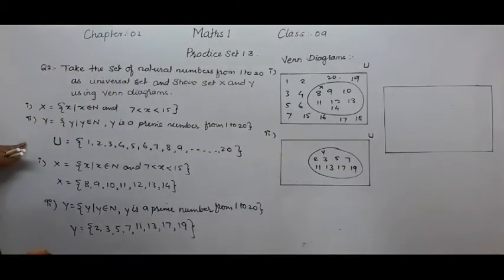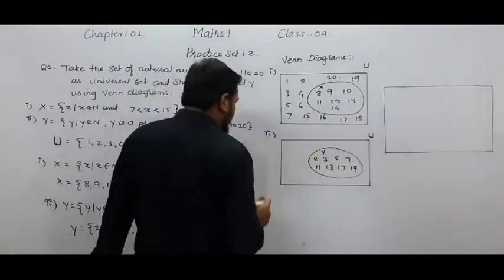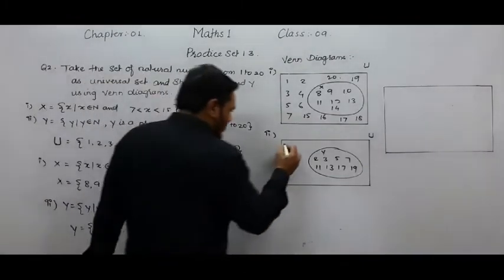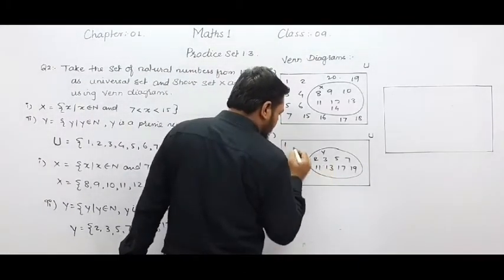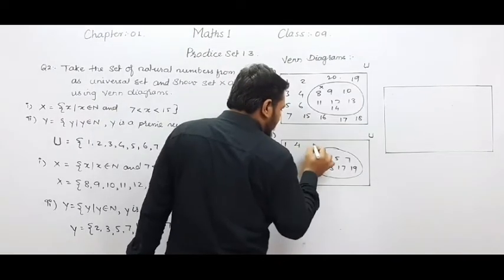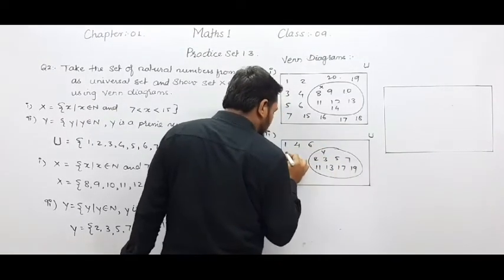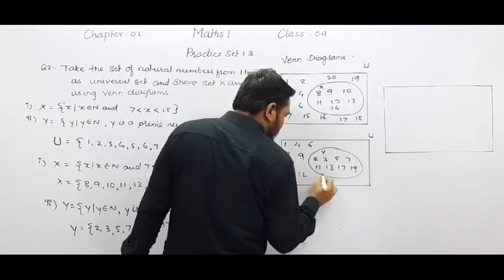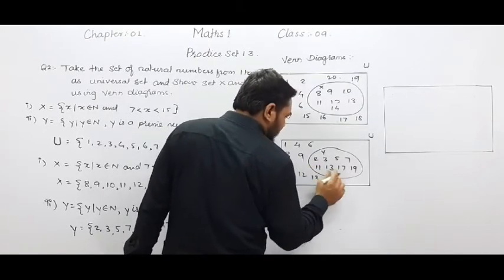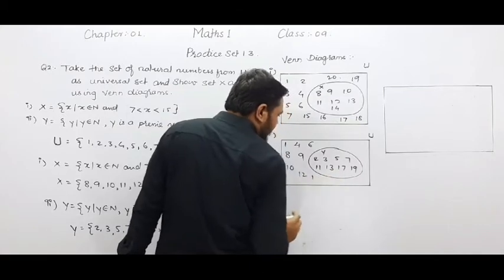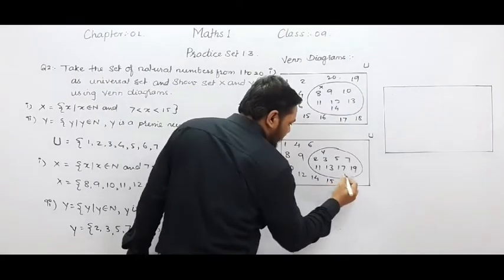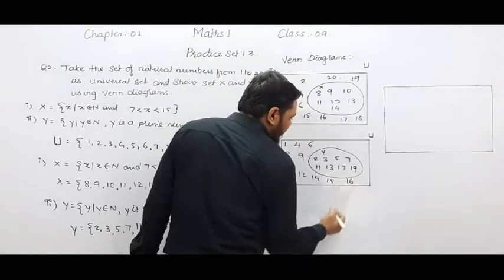Now the remaining elements from the universal set, which are outside of Y, we have to write. They are 1, 4, 6, 8, 9, 10, 12, 14, 15, 16. Since 13 is already there in set Y, we will not write it again.